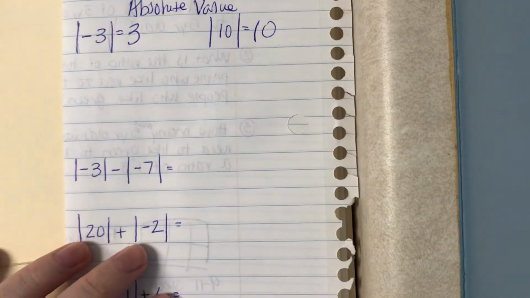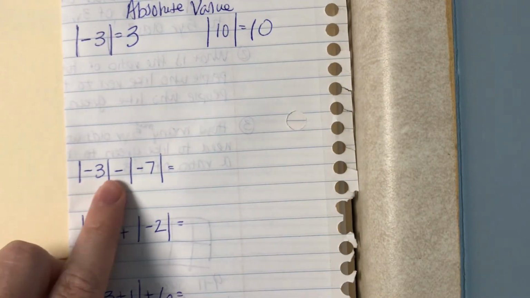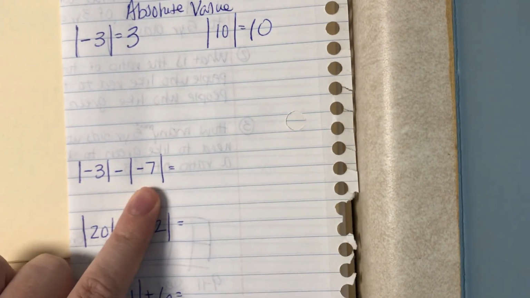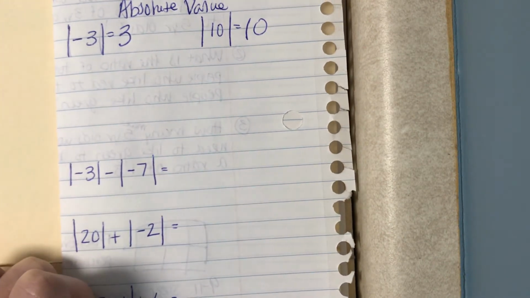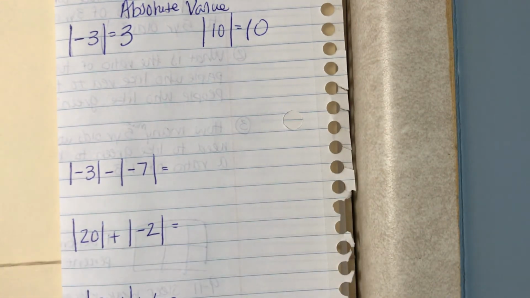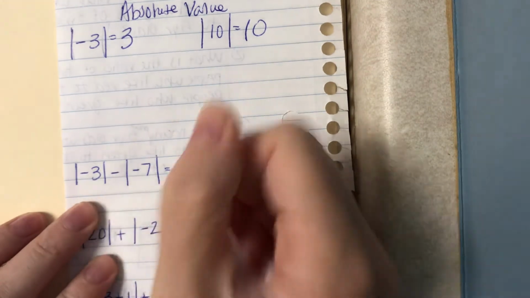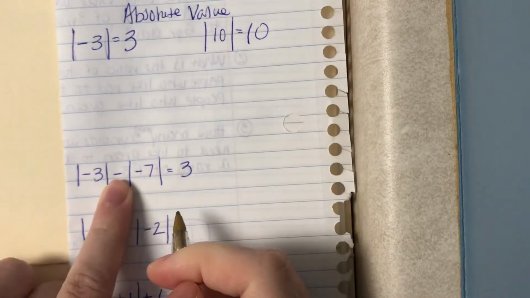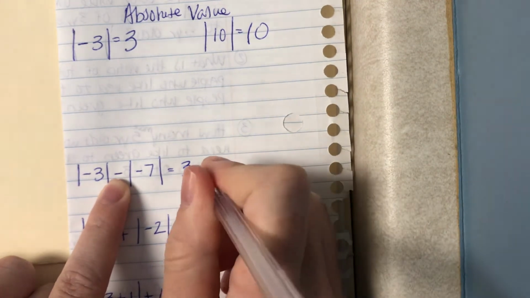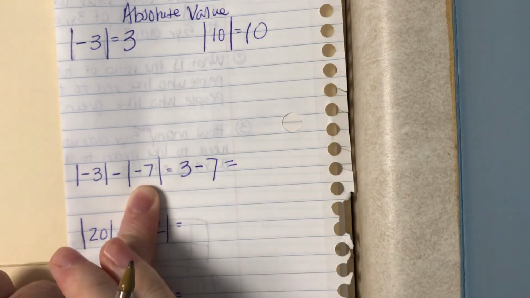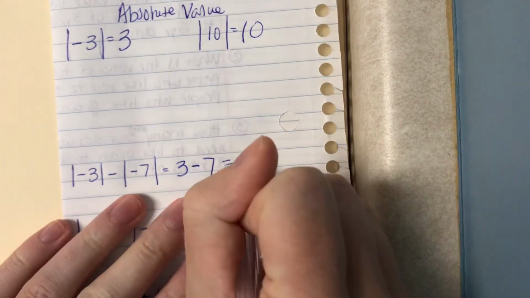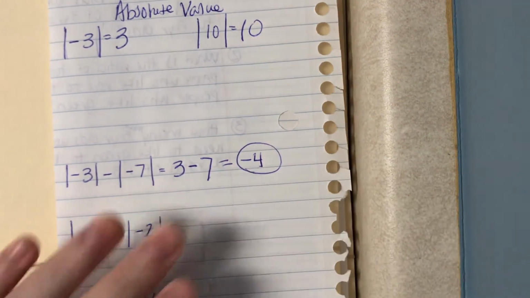First one I have is the absolute value of negative 3 minus the absolute value of negative 7. I know it's tempting to want to deal with this minus negative first, but we can't do that. Absolute value bars kind of fall in the parentheses category of PEMDAS, so we're going to start inside them first. The absolute value of negative 3 would be positive 3. I still have this minus sign. We haven't done anything with it yet. And then the absolute value of negative 7 is 7. So 3 minus 7 is going to give me a negative 4. So negative 4 would be my answer.